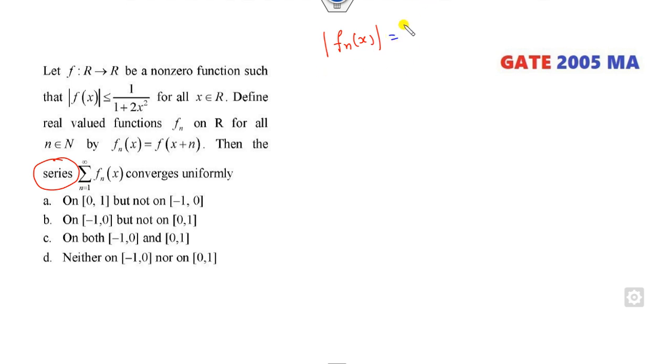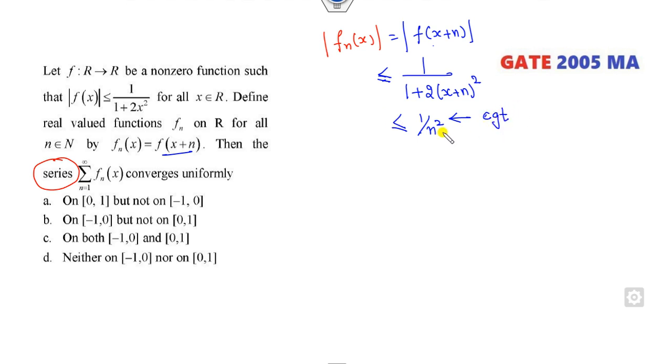What is the value of f n? f n is given here. Then what is the value of f(x)? The mod of f(x) is less than or equal to 1 over 1 plus 2 times (x plus n) whole square. Now clearly this is x square, so I can write this as less than n square, because x is a real number. So x plus n is here. Clearly this is, okay, you can write it as an equality also.